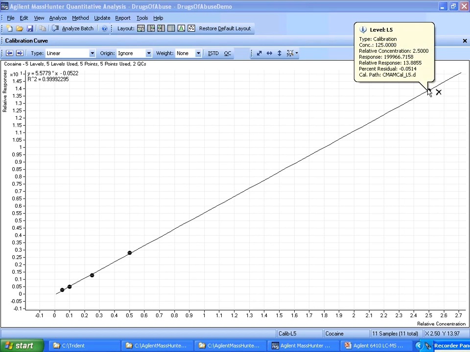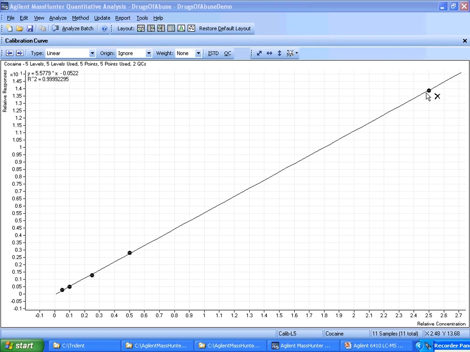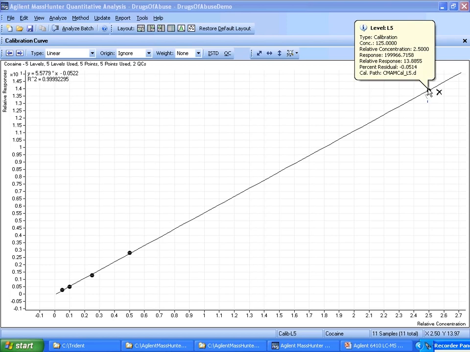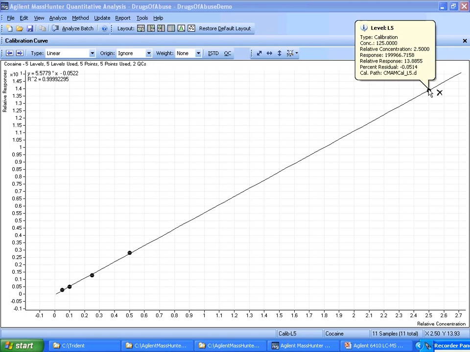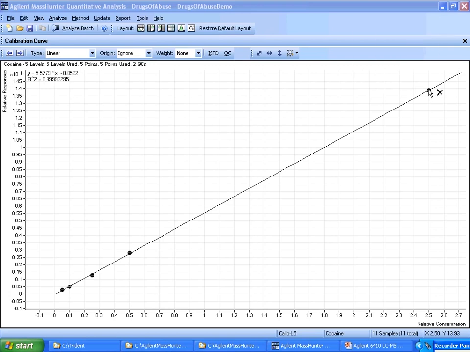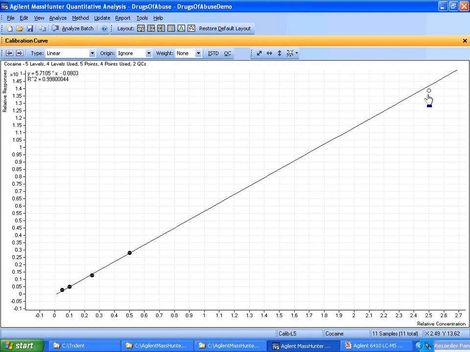The curve, if I highlight a certain point, shows me the information about the level, the type, the response, and statistics concerning that particular point. You'll notice that an X appears, and that's the capability of disabling that point. As you see, now it's disabled and the curve has shifted because that point is no longer active. If I enable that point, you'll notice the curve shifts back.